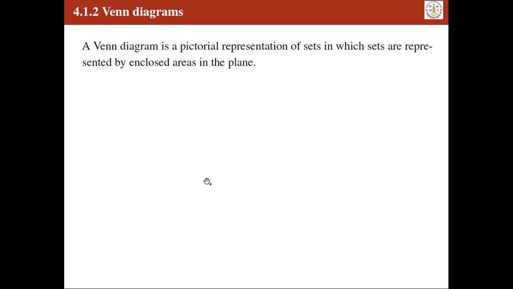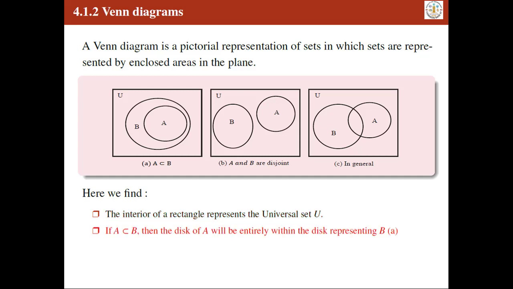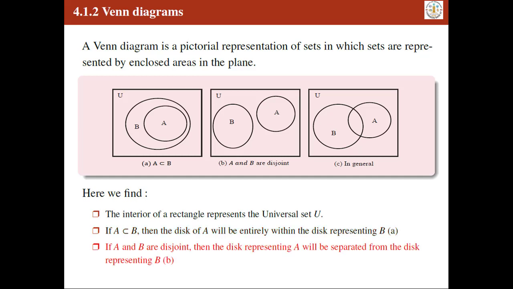A Venn diagram is a pictorial representation of sets, in which sets are represented by enclosed areas in the plane. The universal set U is represented by the interior of a rectangle, and the other sets are represented by disks lying within the rectangle. If A is contained in B, then the disk representing A will be entirely within the disk representing B, as in figure A.